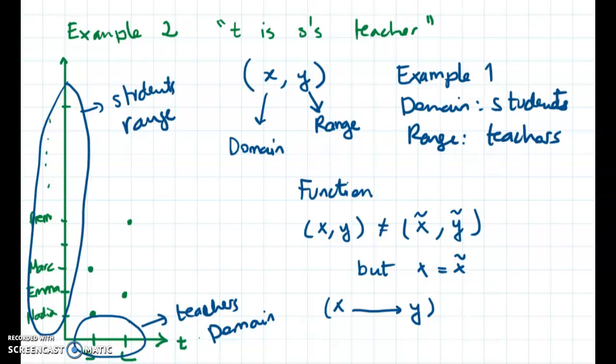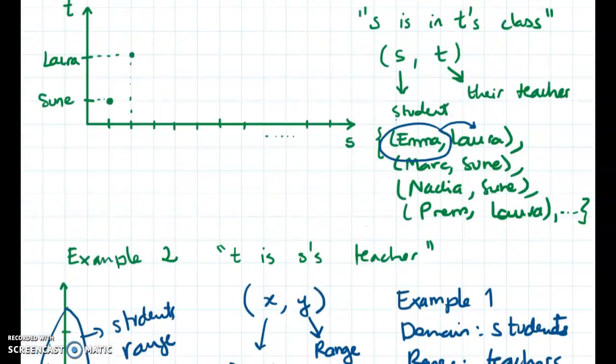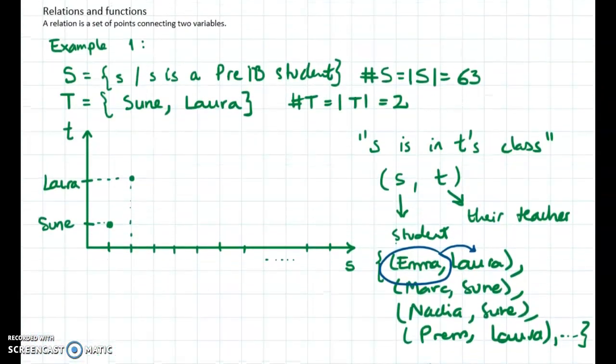So let's go back for 1 second to the example we had as example 1. Scrolling up here. So in example 1, each time you have a student, the student has only one math teacher. So for instance, if you pick the student Emma, then Emma is in Laura's class, so Emma Laura is going to be the only pair that starts with Emma in the first place. So example 1 is a function, while example 2 is a relation that is not a function. And what we are going to study now is actually functions.